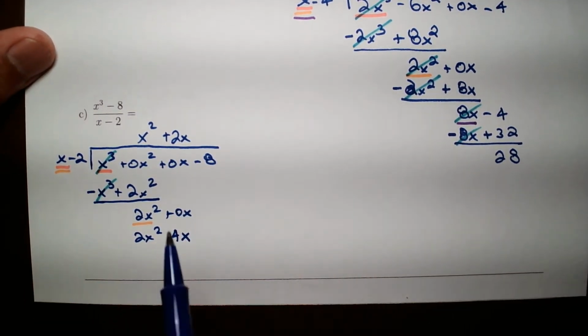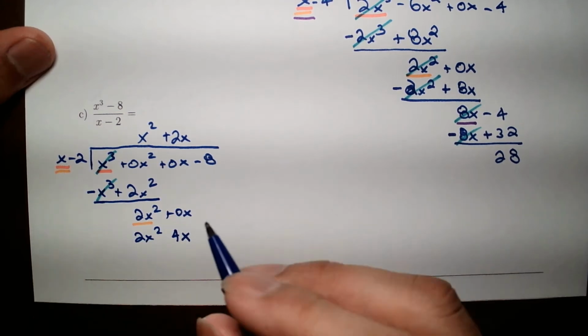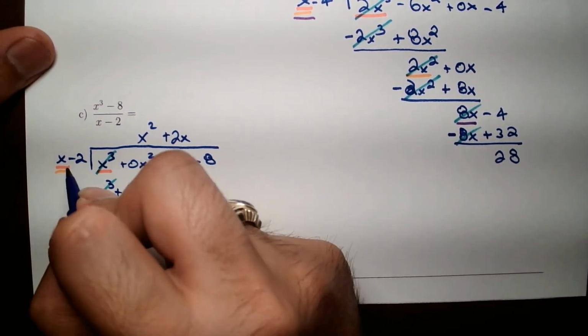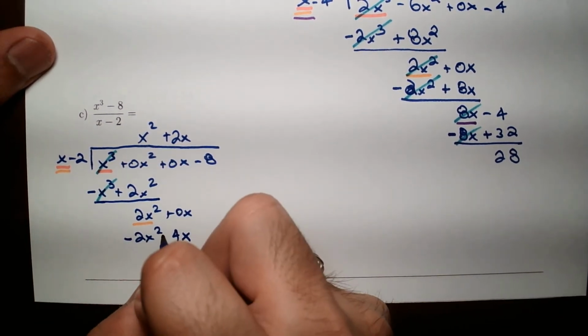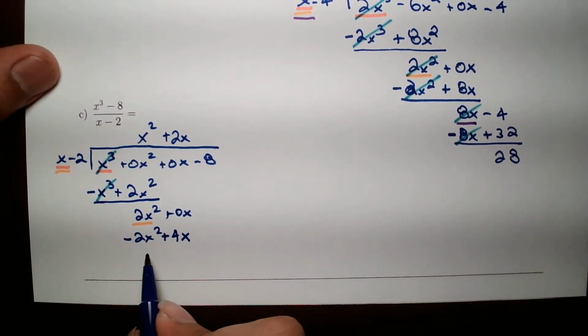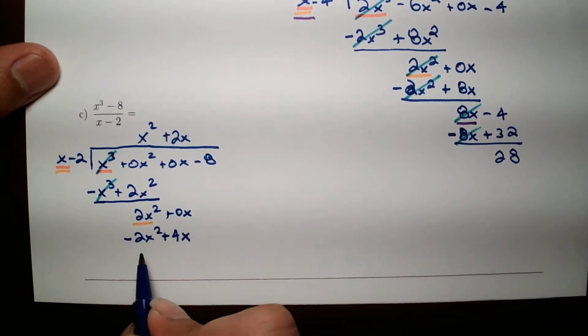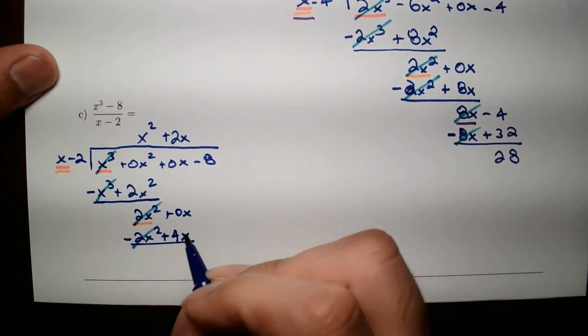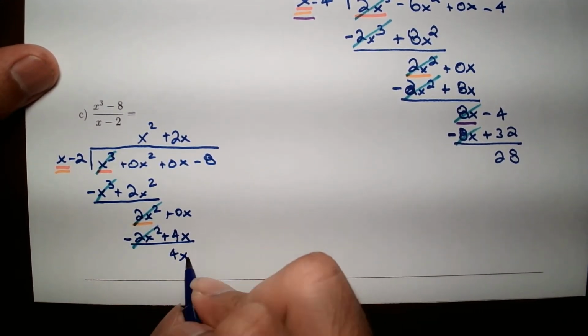Now we need to change the signs. Positive times a positive is positive. Need to change that to negative, the opposite. And positive times a negative is negative. We need to change that to its opposite, which is positive. All right, let's simplify these two. Boom, boom. They go away. 0x plus 4x, that's 4x.